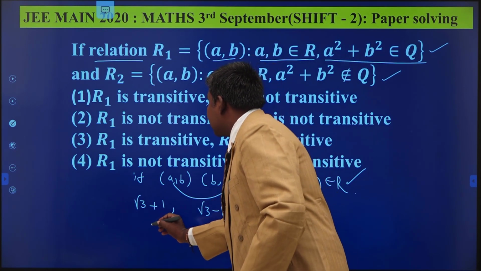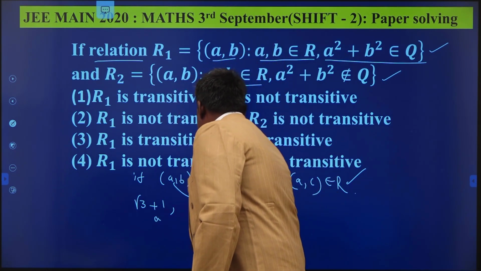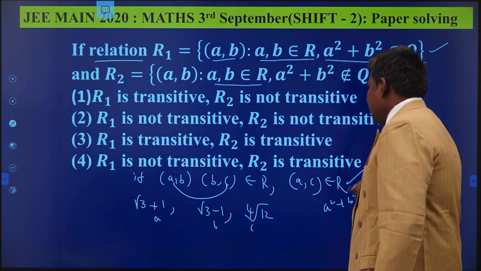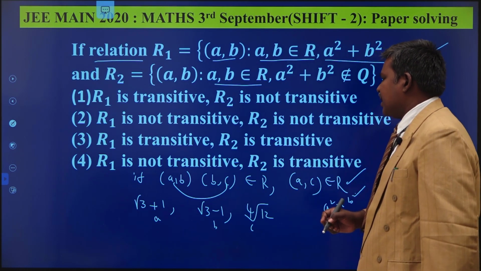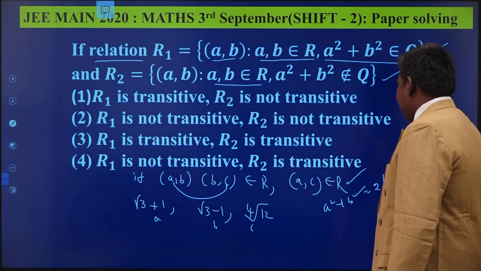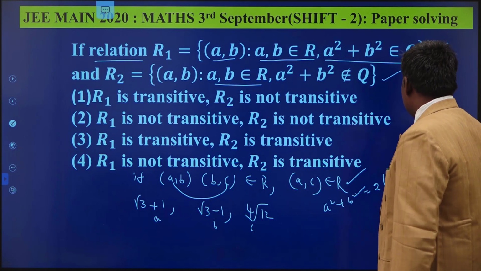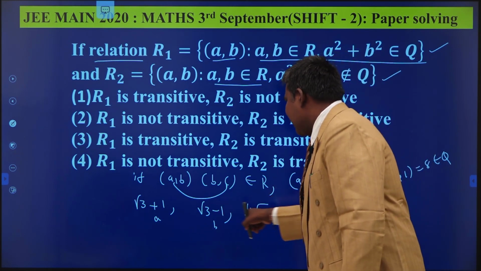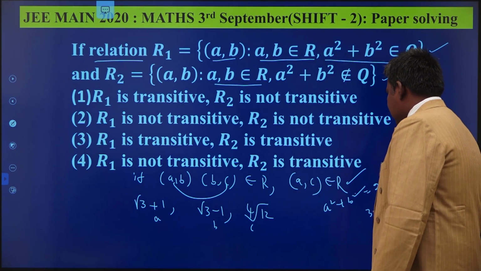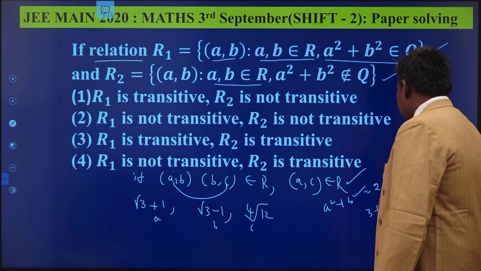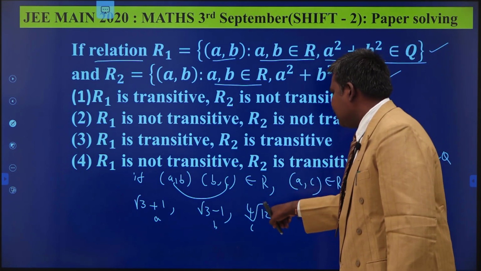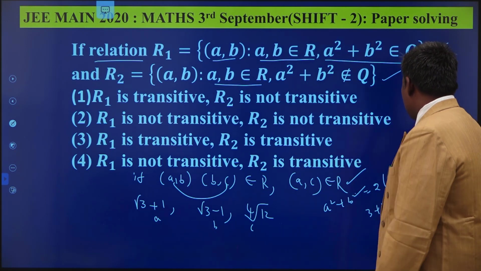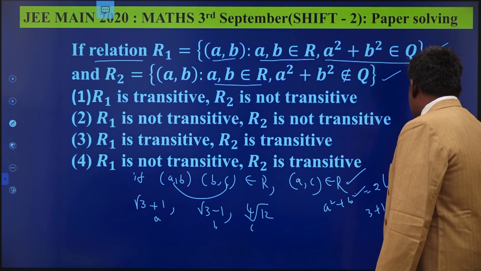Say this is A, this is B, this is C. What about A square plus B square? (Root 3 plus 1) whole square plus (root 3 minus 1) whole square is nothing but 2 times (3 plus 1), which is 8. It belongs to Q. Squaring and adding belongs to Q. Again, B square plus C square: 3 plus 1 minus 2 root 3, plus the square of the fourth root of 12, that is the square root of 12, which means 2 root 3. Minus 2 root 3 plus 2 root 3 gets cancelled, and this is 4, which belongs to Q.